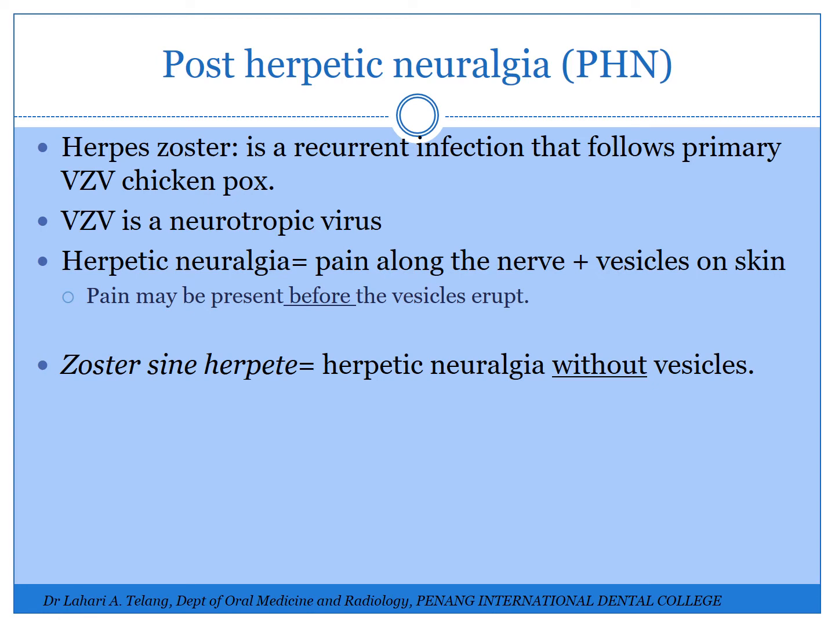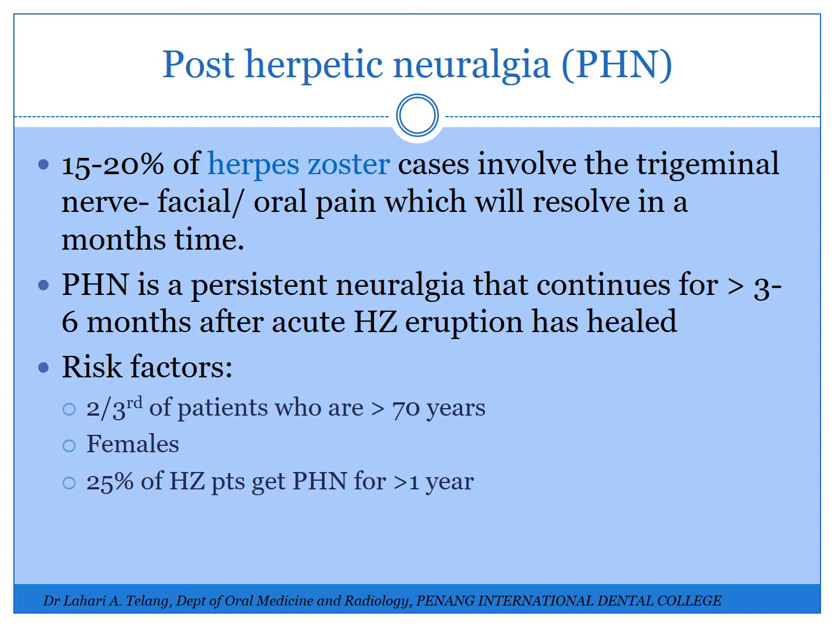And the neuralgia that happens thereafter lingers along the path of the nerve. Whereas there is a situation called zoster sine herpete, which means you have herpetic neuralgia without vesicles. Now, in 15 to 20% of cases where the patient has had herpes zoster involving the trigeminal area, the facial or orofacial pain generally resolves in a month's time. But when it doesn't resolve within that month and the pain is persistent, then the term post-herpetic neuralgia is used.